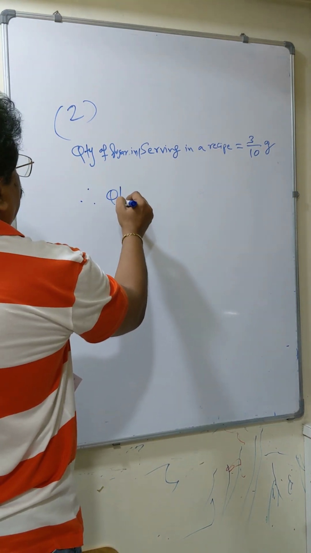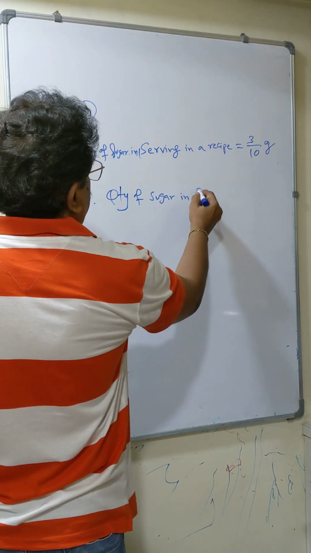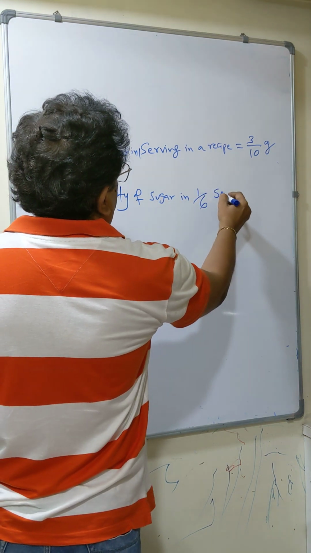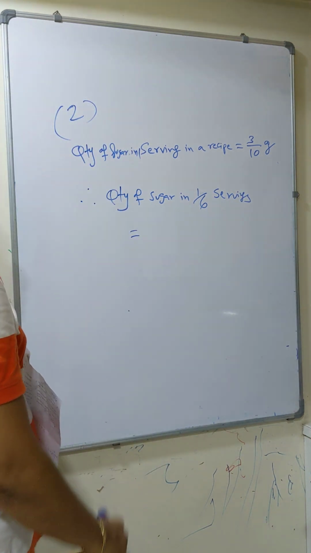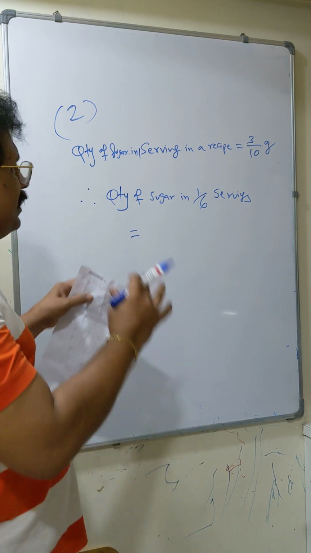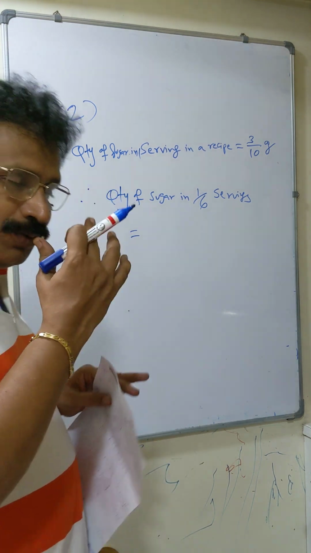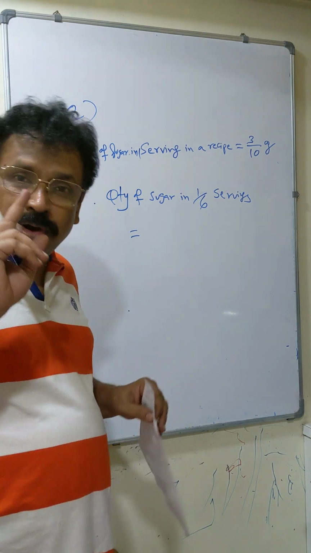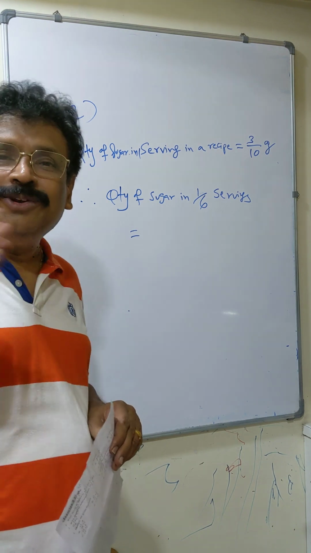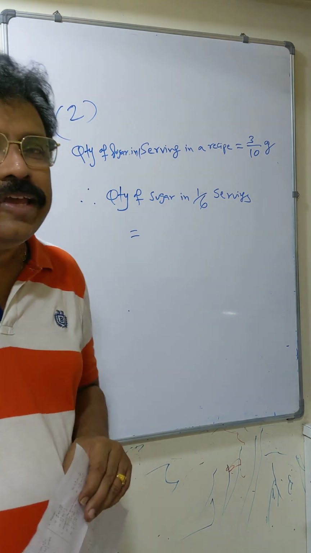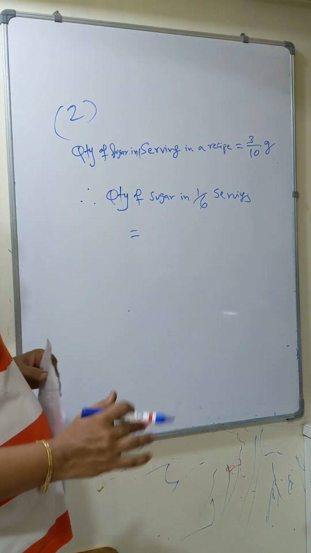Therefore, quantity of sugar in 1/6 servings is equal to, how much will it come? See, make it simple numbers. One serving has 3 grams, okay? Then how much will 6 servings have? One serving has 3 grams, so how much in 6 servings? 3 into 6, 18. Naturally multiplication. We multiply by the number of servings. That many grams you will get.